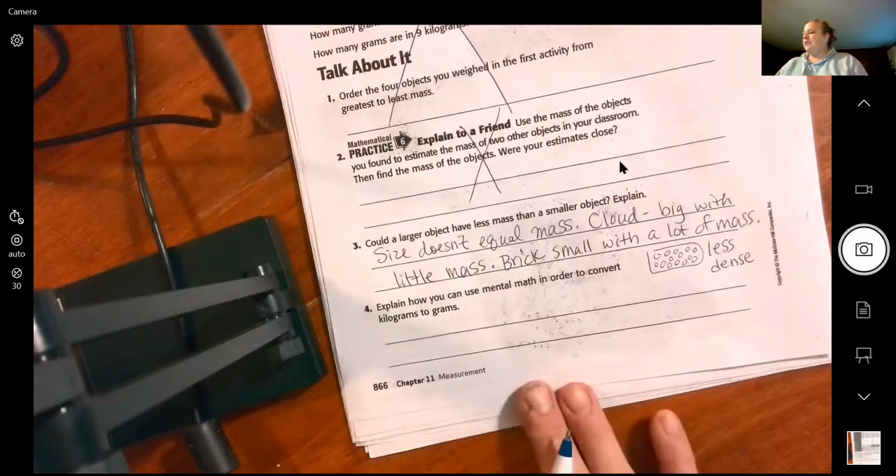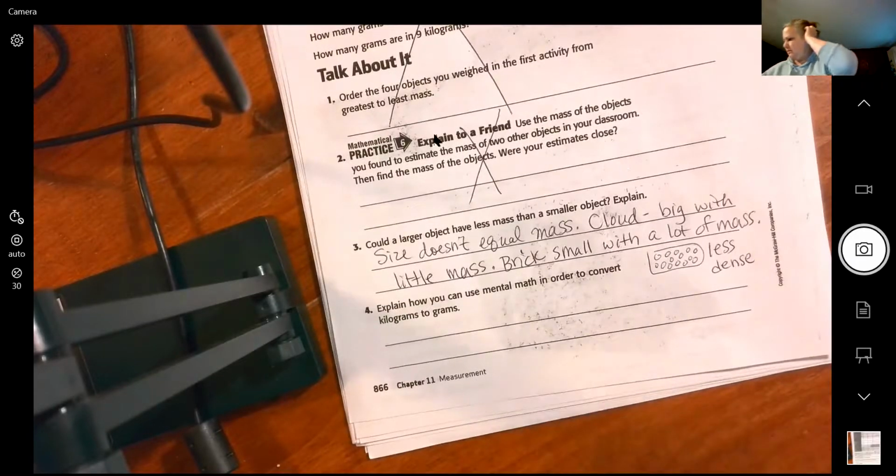All right, and how do we convert from kilograms to grams?